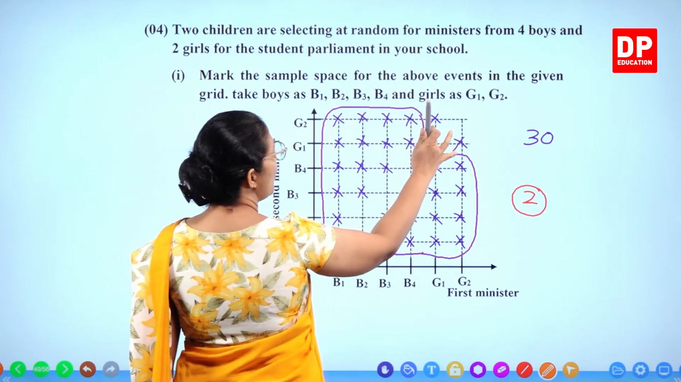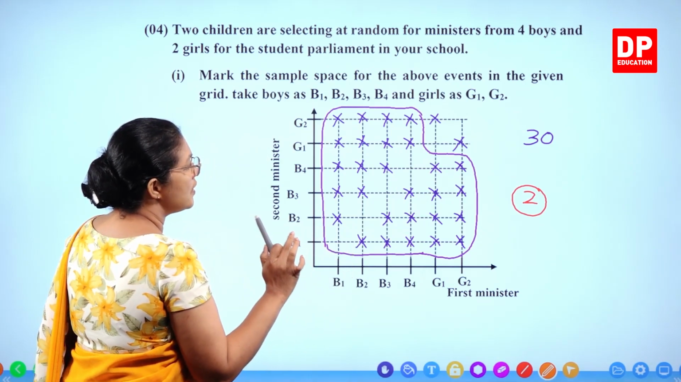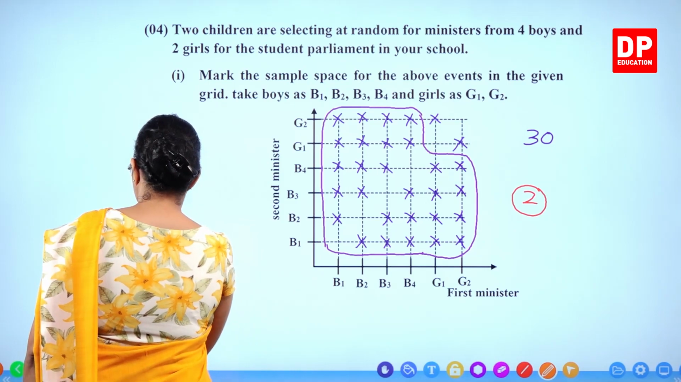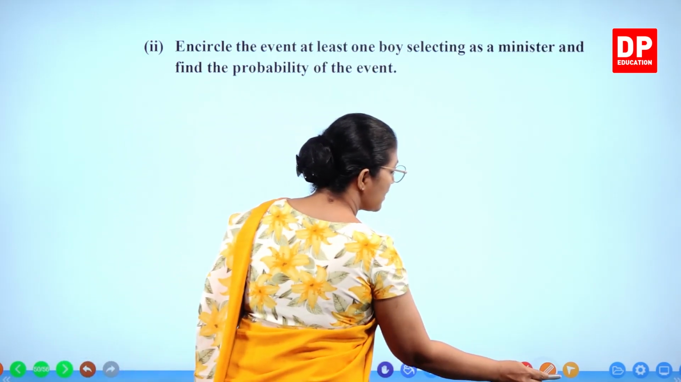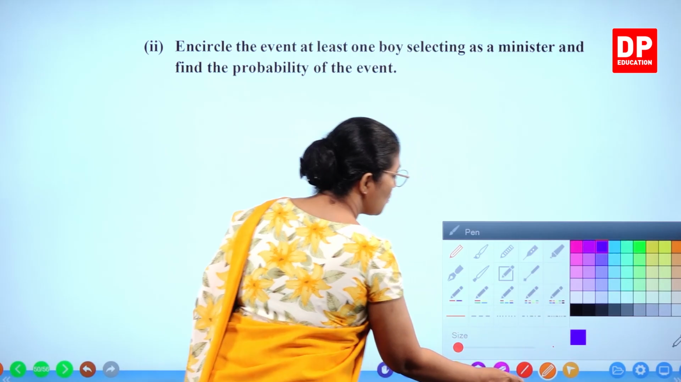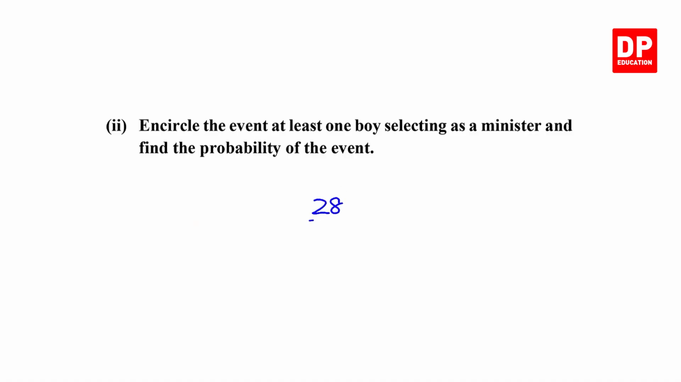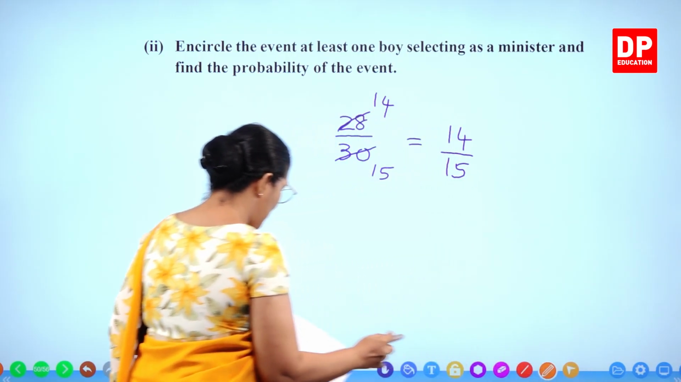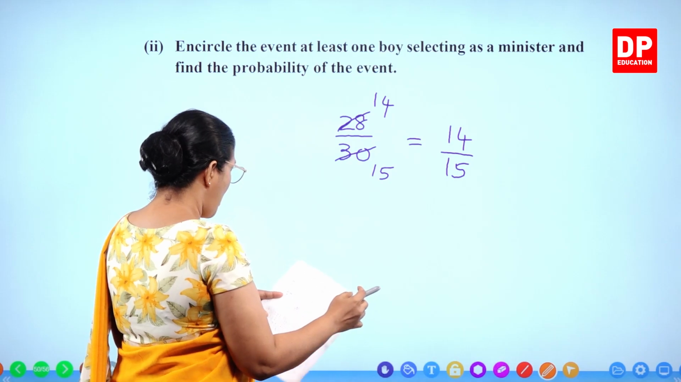So only 2 points are away out of 30. So 28. So what is the probability of getting that event? 28 possibilities out of 30. You can divide by 2. 2 times 14, 2 times 15. So 14 over 15. So how many marks? 1 mark for that.